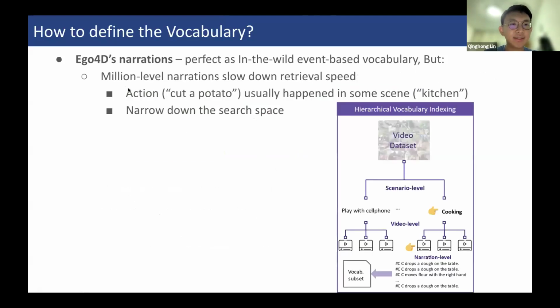And the next issue is that as the narration vocabulary becomes large scale, such as medium level, it will slow down the retrieval speed. So how do we speed up the retrieval times? Our idea is that we found a video action is usually recorded in a particular scenario, such as cutting potato is usually in the kitchen. So based on this relationship and the annotation in Ego4D, we can use the scenario tag to narrow down the search space. Then we can speed up the retrieval time.